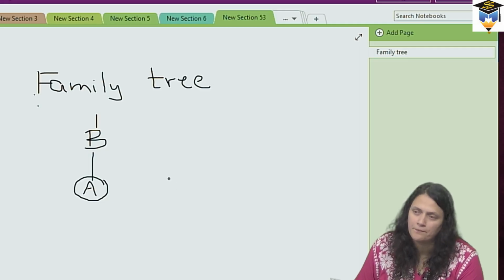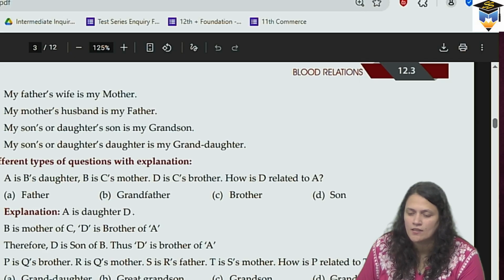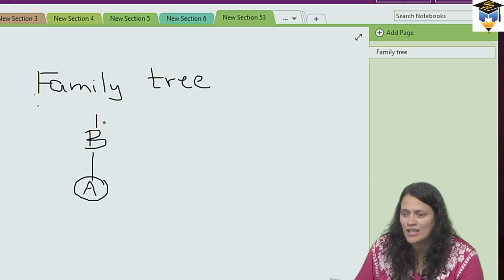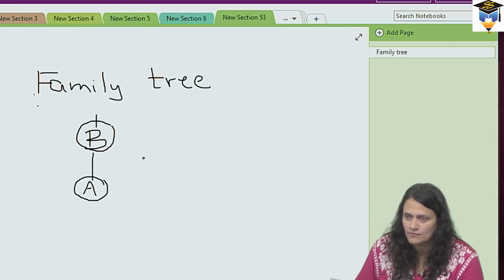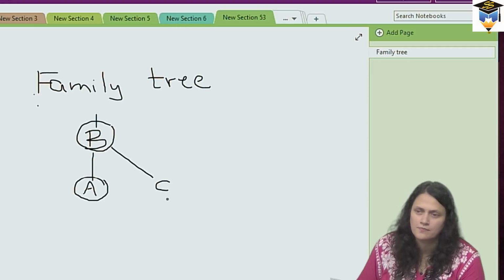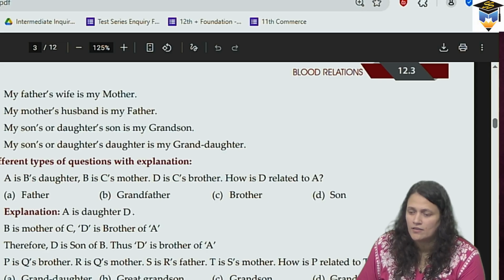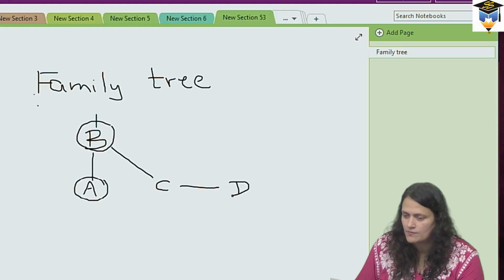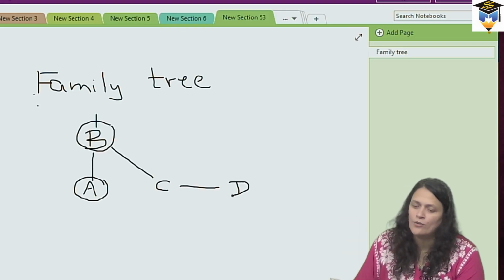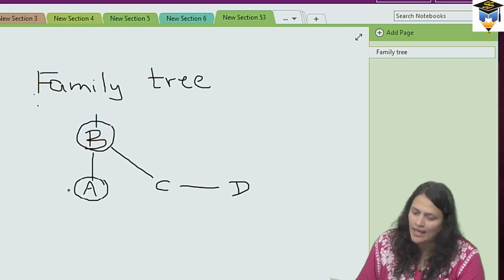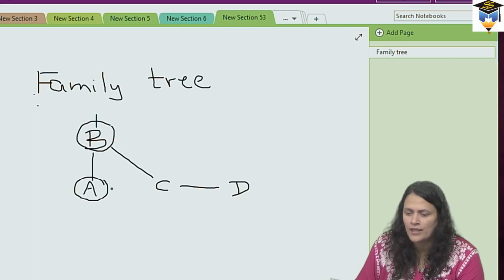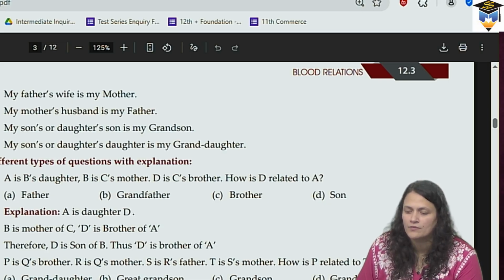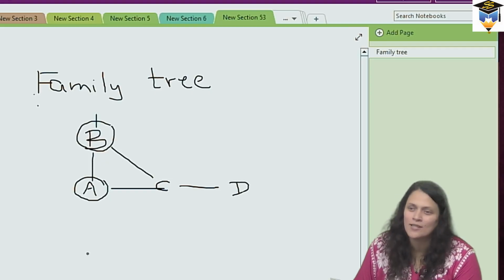So where will I place C? The question is B is C's mother, so she is also a female, and I will draw C over here. Next, D is C's brother. I have told you, brothers are marked on the same level. Since A is the daughter of B, A is related to C and D also, so they are going to be siblings. Now our question is, how is D related to A? So D is the brother of A.